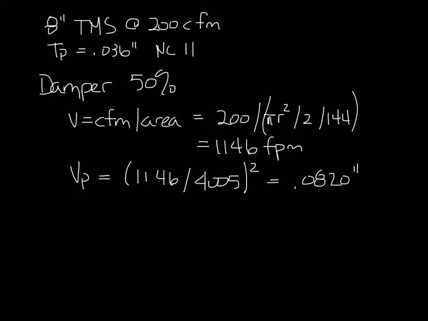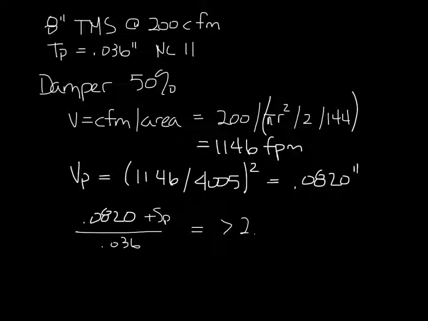Now we really need the ratio of total pressures, but let's do it this way. We know that the total pressure is the velocity pressure, 0.0820, plus the static pressure, divided by the total pressure from before, 0.036, and that has to come out to something greater than 2.28 or 228%, because 0.0820 divided by 0.036 is 2.28.